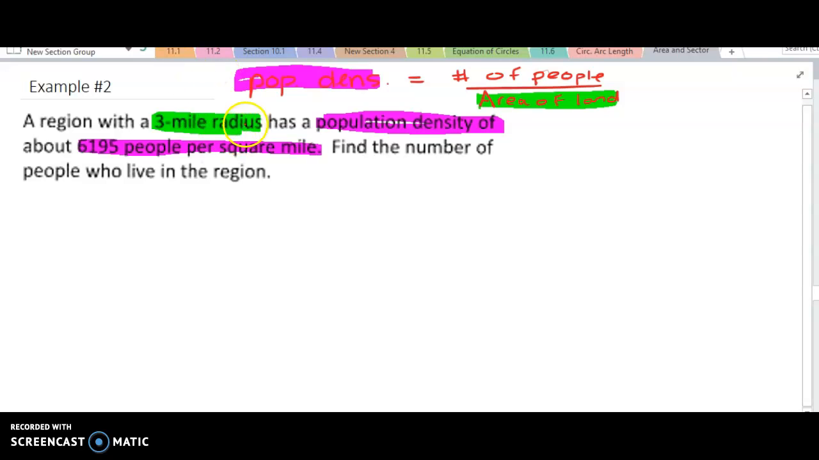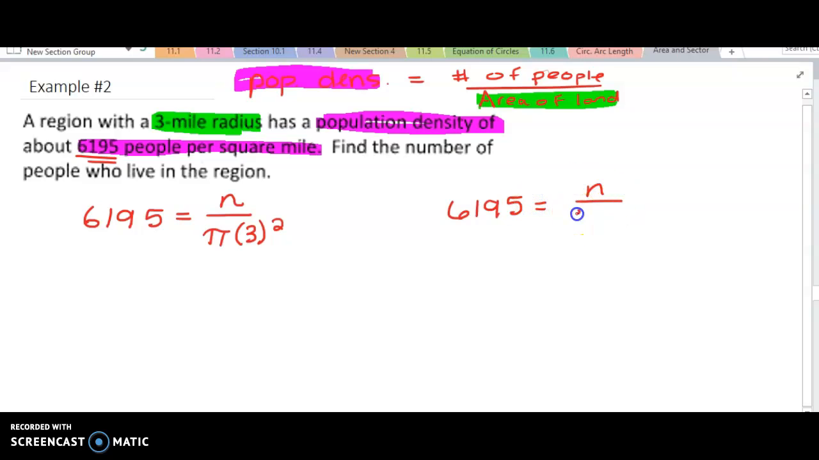All right, so let's start plugging stuff in. So population density is right here. So 6,195 is going to equal the number of people, which I don't know. I'm just going to put N for number. You can put X, P, whatever you want. Area of land, once again, we're forming a circle with a 3-mile radius, so it would be pi r squared, or pi times 3 squared. Okay, so 6,195 equals N over 3 squared, which is 9 pi.